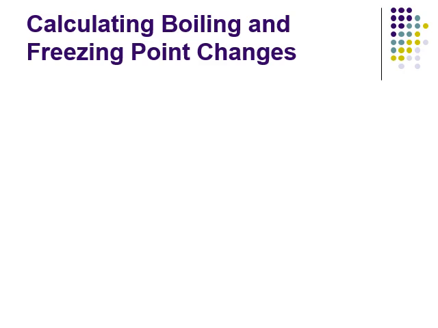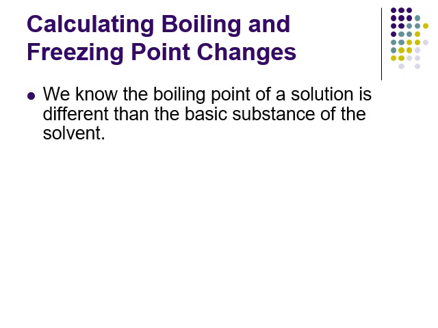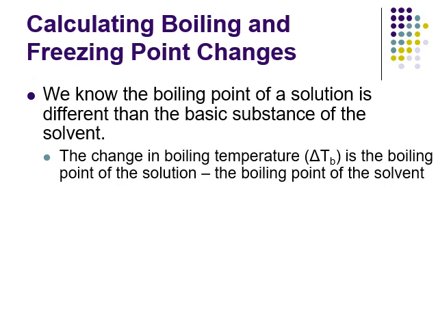Okay, calculating this. Again, we know the boiling points and the freezing points are different. How do we find this? So the change in the boiling point, delta T sub B.